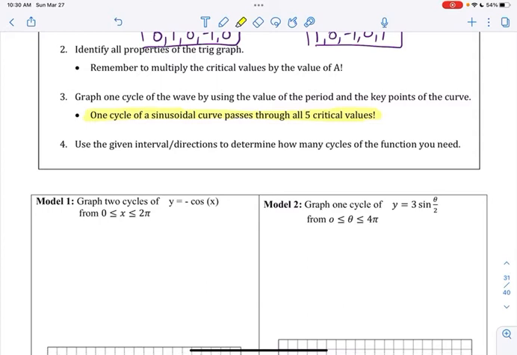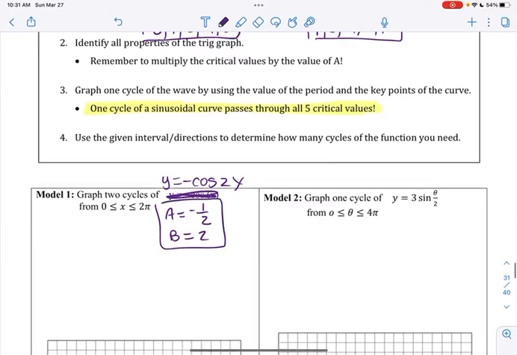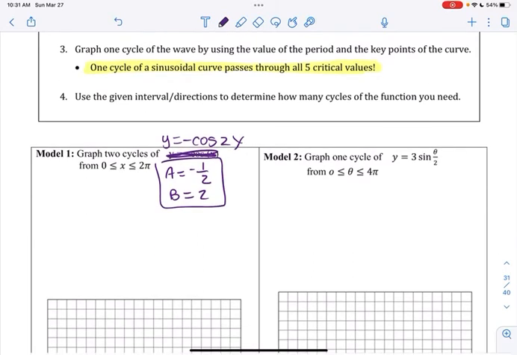I did this one, but I did change it, all right? So I changed this. Let's change this together. Y equals negative 1/2 cosine of 2x, all right? So A is my height. It's the number in front. That's -1/2. B is 2, just to do something a little bit different. My critical values, this is a cosine graph, so my critical values of cosine are 1, 0, -1, 0, and 1.